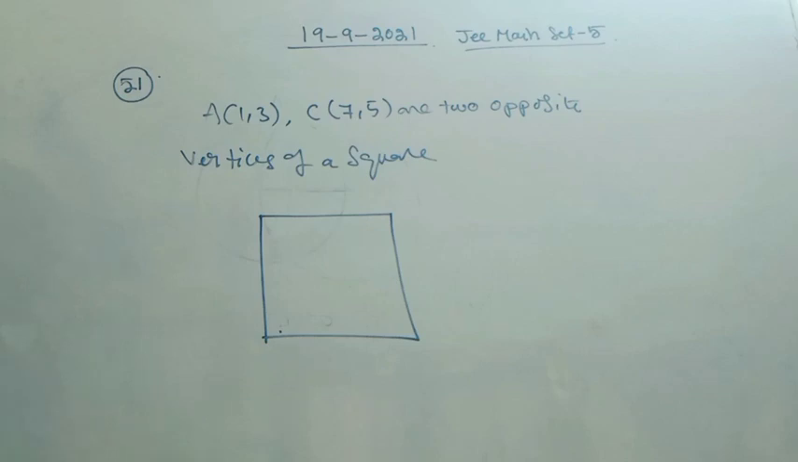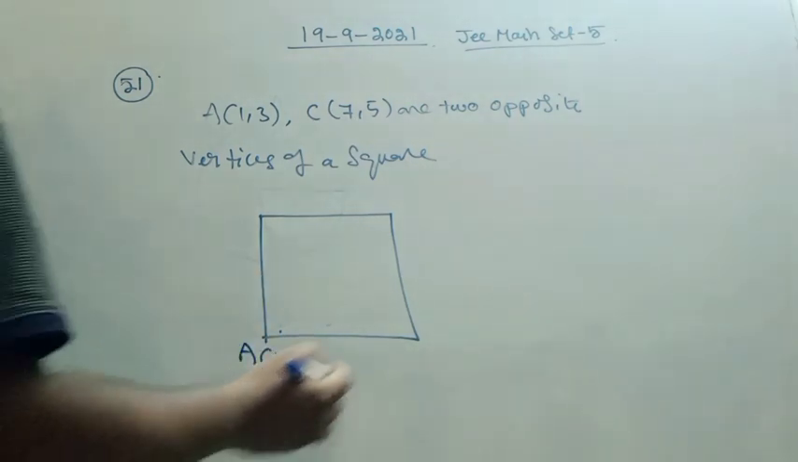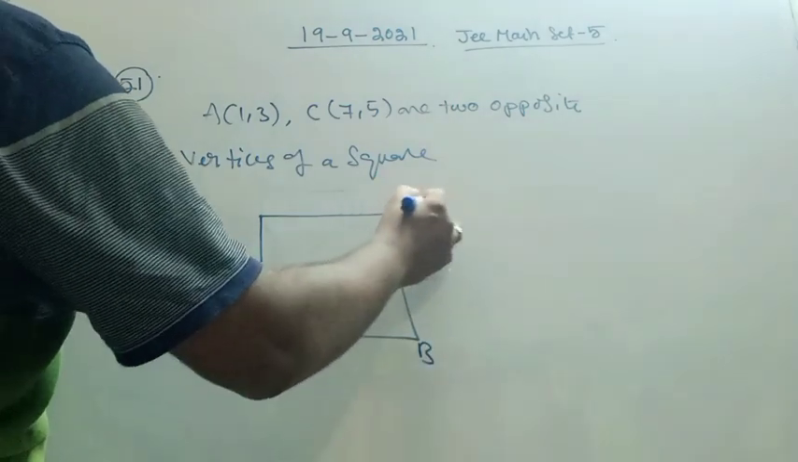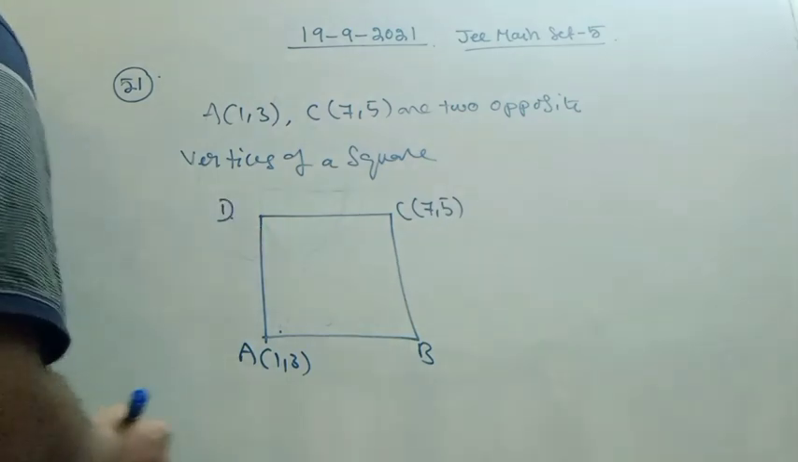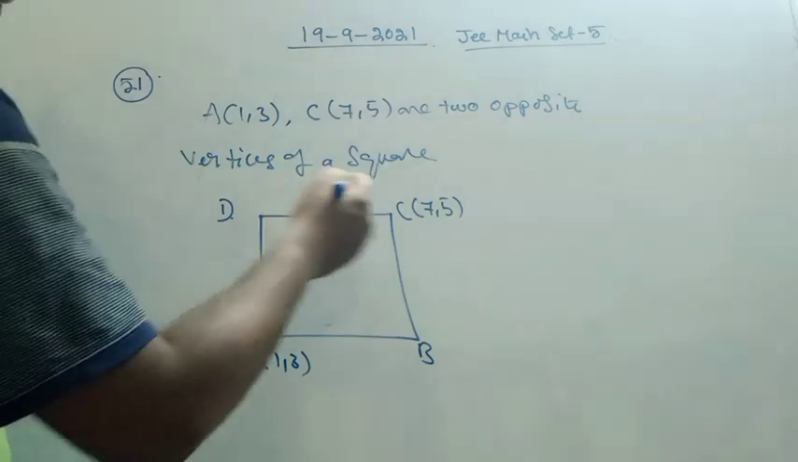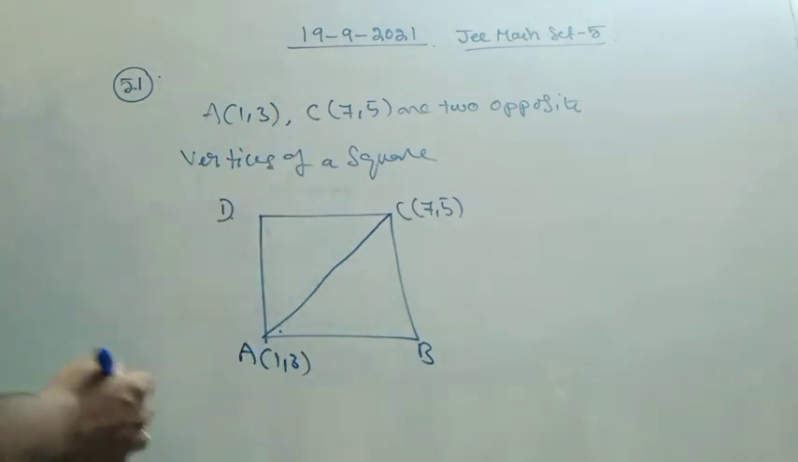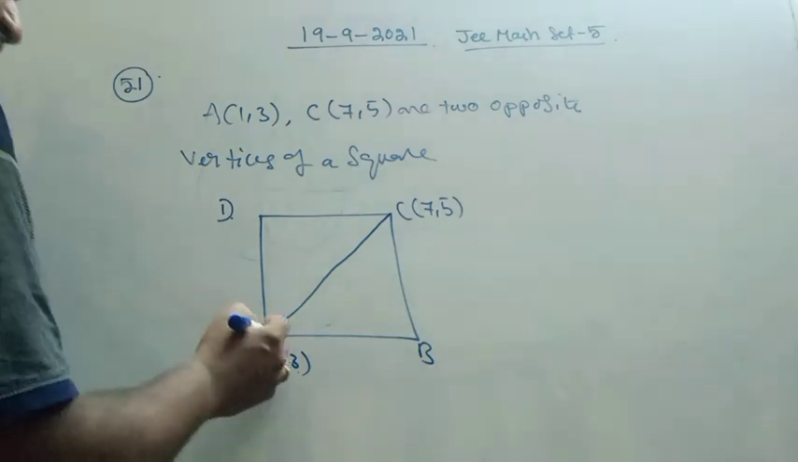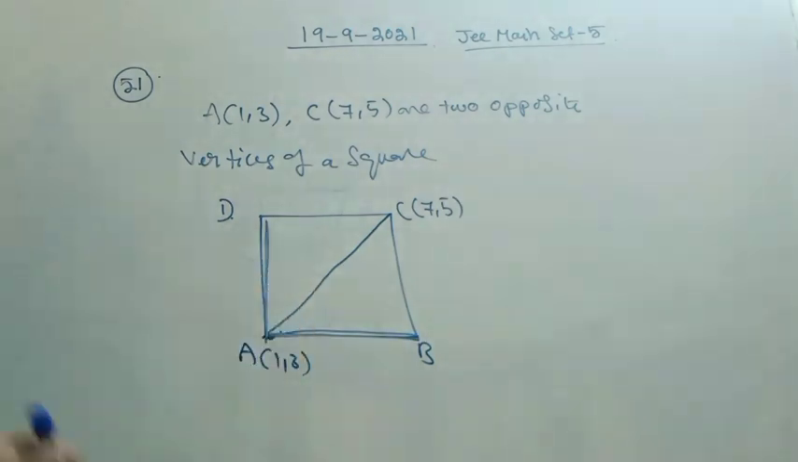They have given some options. You can observe here. Suppose we take A as (1, 3), this is B, this is C (7, 5), and D like this, right? These are the two opposite vertices of a square. What we need is the equation of the side through A, either this or this, of course.